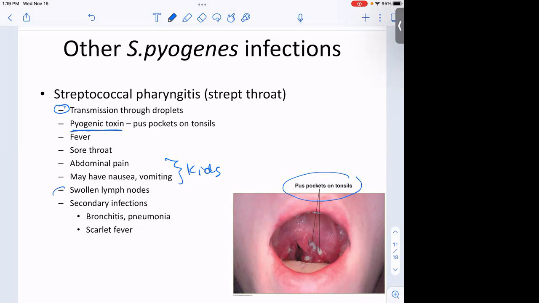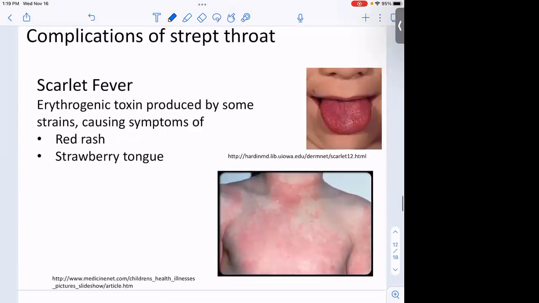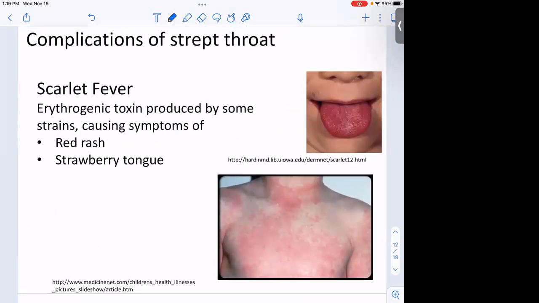Swollen lymph nodes are usually present, and there are some secondary infections that are more common after you have strep throat. So things like bronchitis, pneumonia, and very rarely, again, certain strains that can develop into scarlet fever. So it's usually after a patient would have strep for a few days, and it doesn't get treated, and then bam, the patient breaks out in this bright red rash.